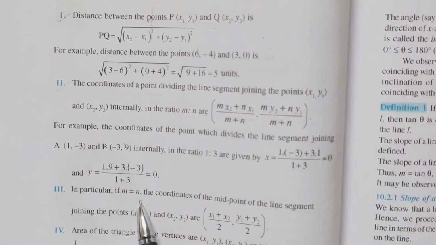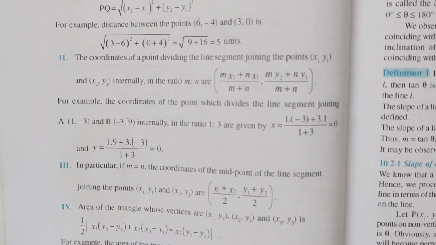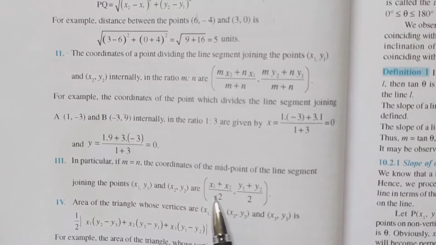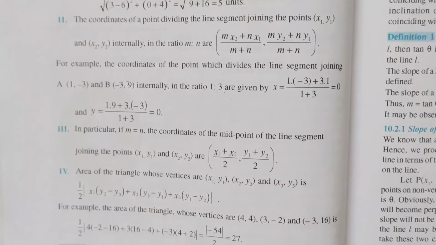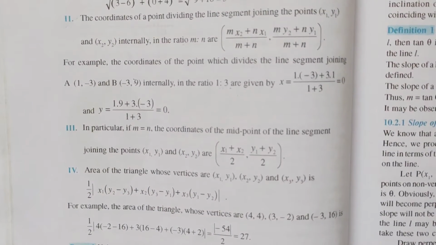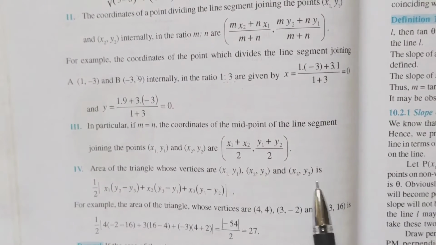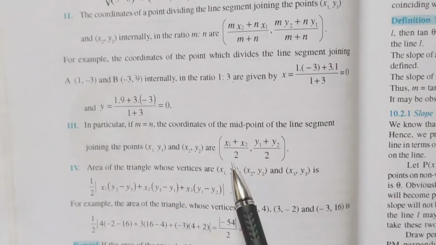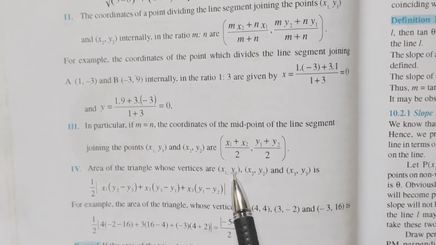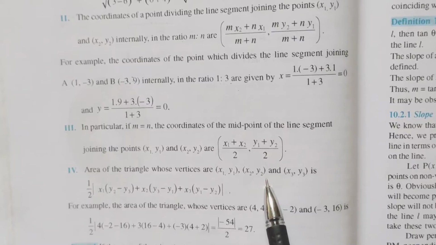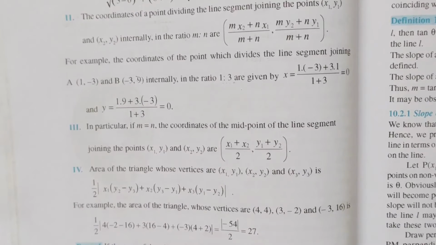Then in particular, if m is equal to n, the coordinates of the midpoint of a line segment joining points x1 y1 and x2 y2 are x1 plus x2 divided by 2, comma, y1 plus y2 divided by 2. And last you have the area of a triangle. Area of a triangle whose vertices are the 3 points x1 y1, x2 y2, x3 y3 is given by half of x1 into y2 minus y3 plus x2 into y3 minus y1 plus x3 into y1 minus y2. So write everything first, then we will start.